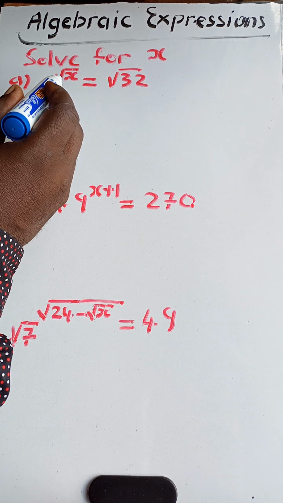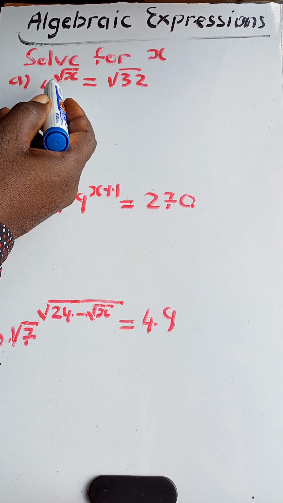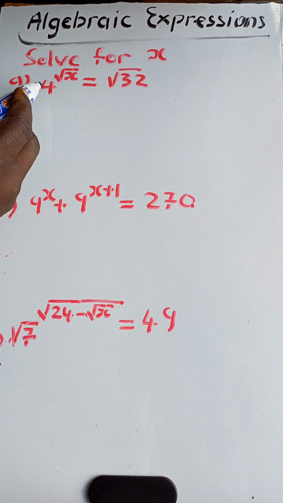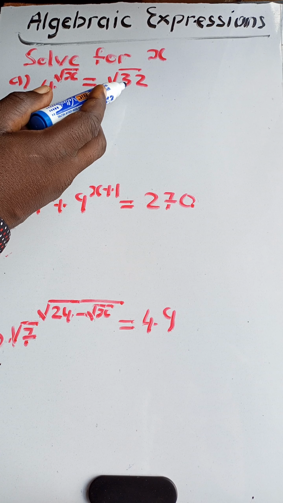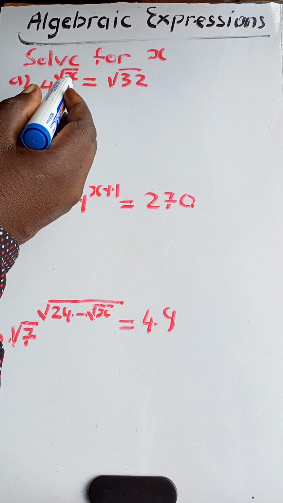Okay? The challenge in this question here is to be able to reduce these index forms of expression to their simplest form. We all know that 4 can be converted to an index number whose base is 2. Just like 32, we can also convert 32 to an index number whose base is 2. So let's start from there.